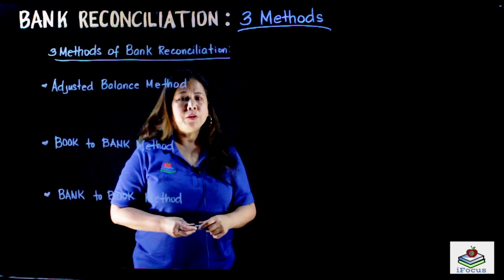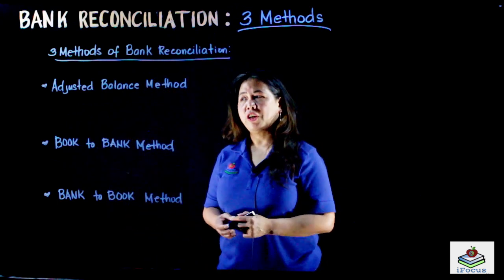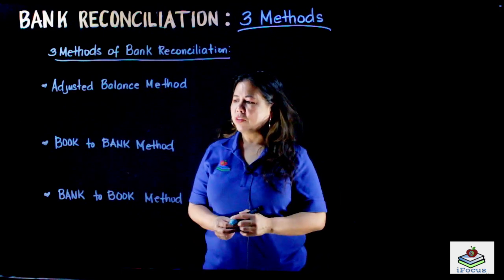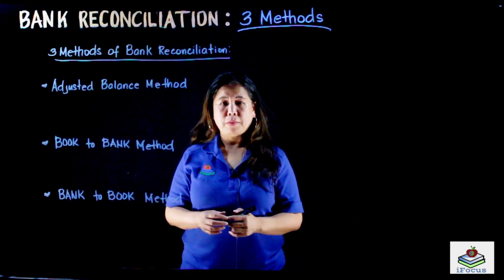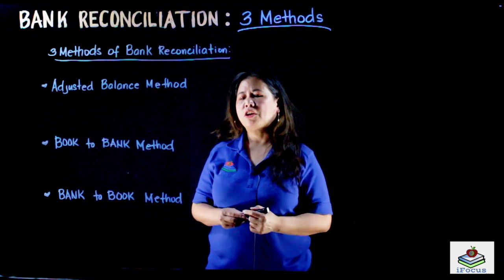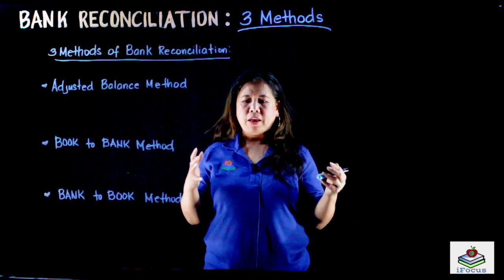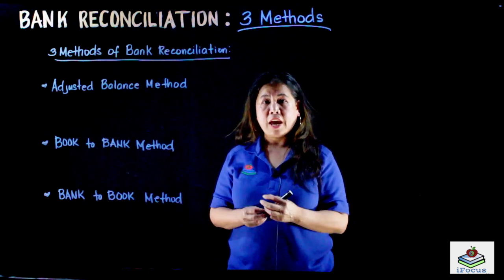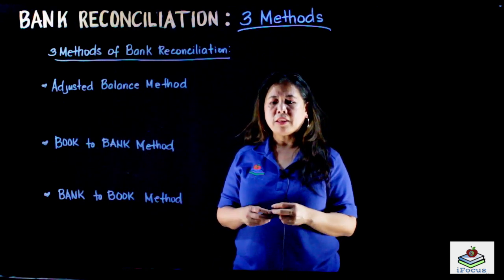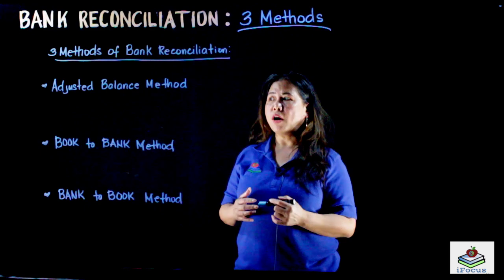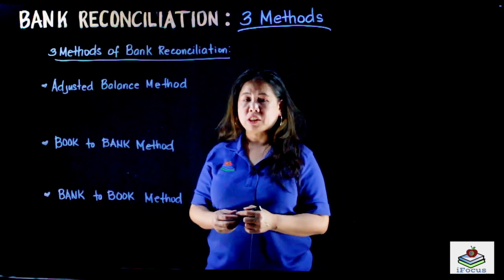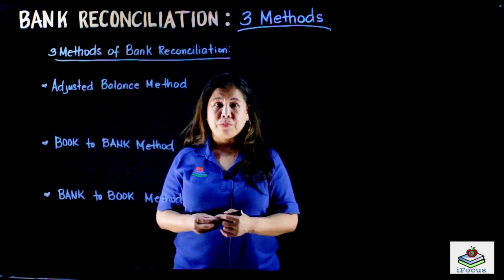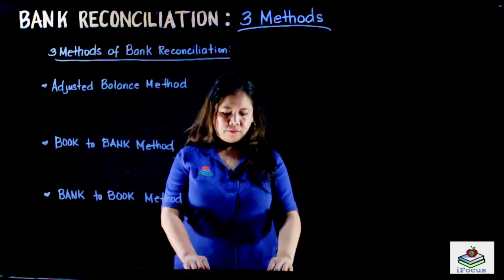So we have three methods of a bank reconciliations. We have our adjusted balance method, book to bank method, and the bank to book method. Adjusted balance method is where the book balance and the bank balance are reconciled to correct cash balance. So itong cash balance na ito na makukuha natin sa method na adjusted balance method, yan ang ipapakita natin sa ating cash balance in our balance sheet.